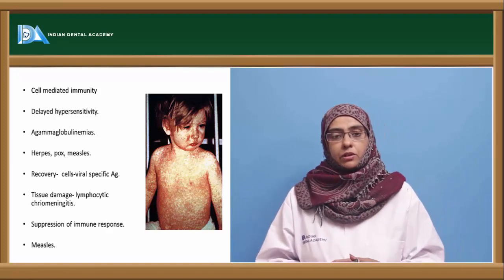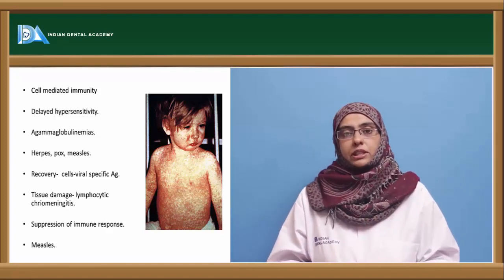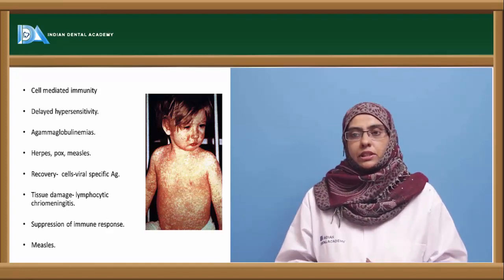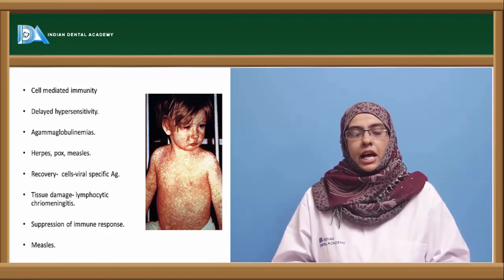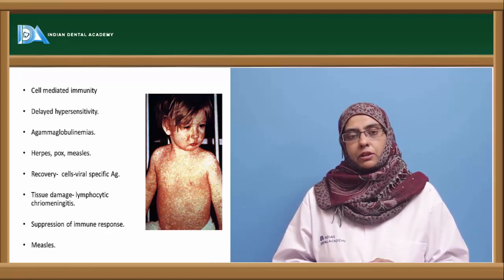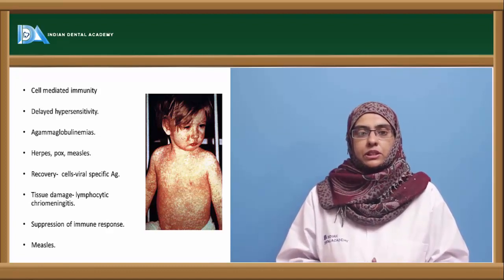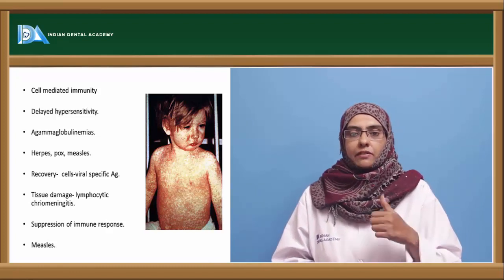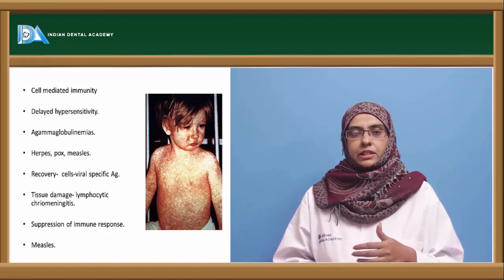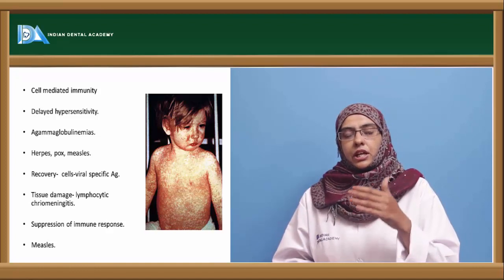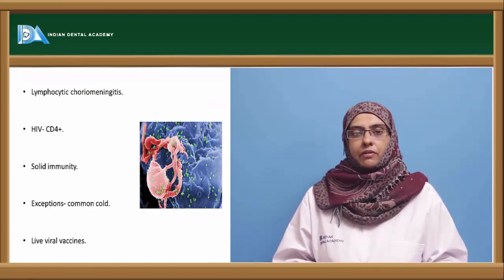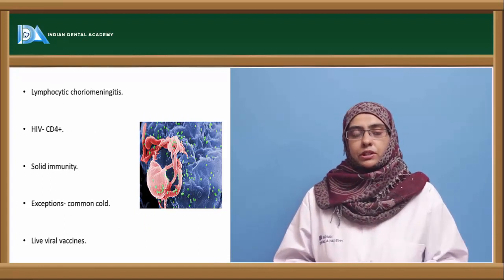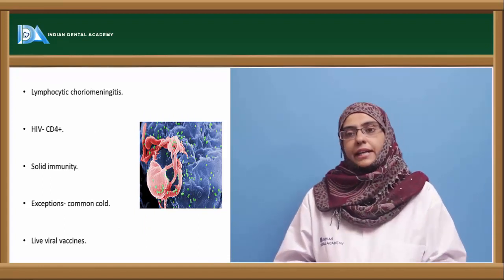Next, this cell-mediated immunity not only protects but also causes a damaging effect to the host cell, which can be seen in the tissue damage caused in lymphocytic choriomeningitis. And apart from that, antibodies can also suppress the immune response, which can be very well studied in the case of measles. When there is a measles infection, it usually inhibits the delayed type of hypersensitivity reaction towards the tuberculin, and hence the underlying tuberculosis will not be identified.